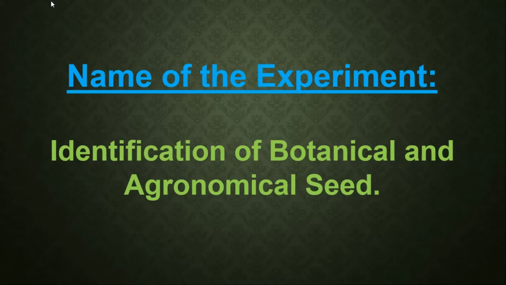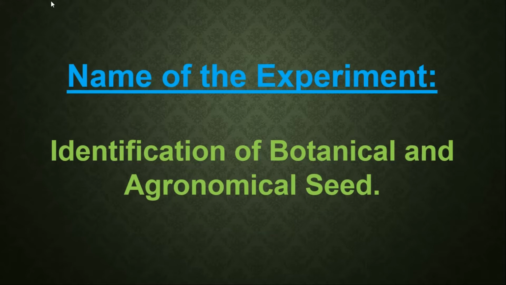First of all, you have to know about the name of the experiment. Here is the name of the experiment: identification of botanical and agronomical seed. Here, two items are shown in the name of the experiment. One is botanical seed and another is agronomical seed.